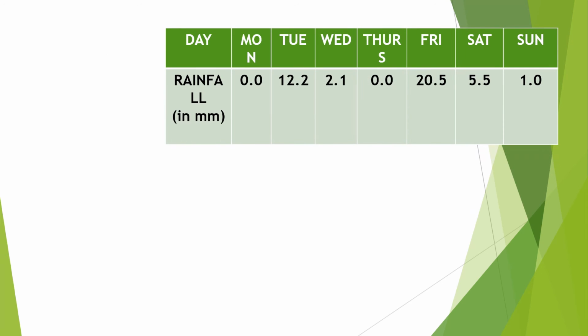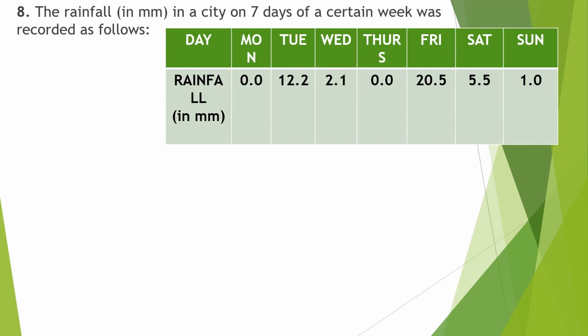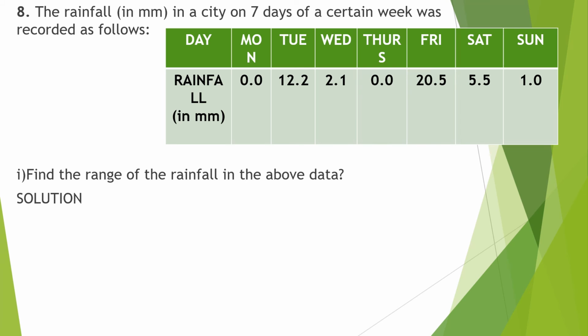Next, question number 8. The rainfall in millimeter in a city on 7 days of a certain week was recorded as follows. Table is given here. We can find the answers of questions. First one, find the range of the rainfall in the above data. To get this answer easily, you have to arrange the data in ascending or descending order, or by observing also you can write.